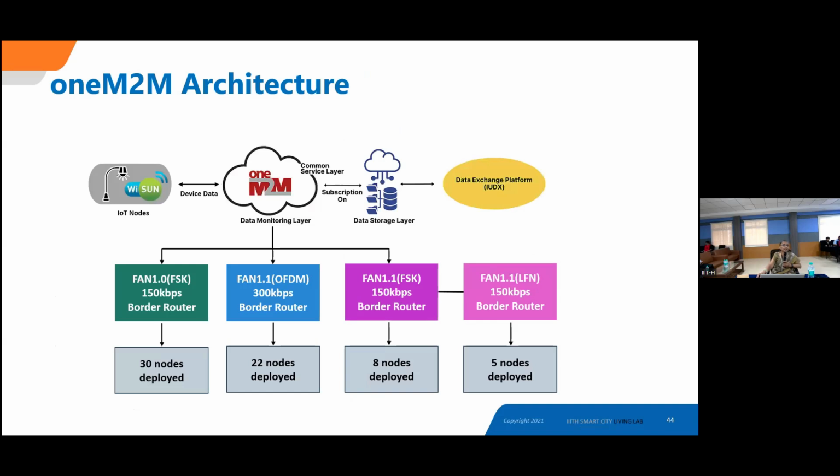This is the 1M2M architecture, just to give a brief of how it is interfaced. We have the Bison node here, and it is connected to the 1M2M, and then it goes to the data storage layer and data exchange. So any type of node can be connected to the 1M2M layer. We have different versions of FAN, 1.0, 1.1, different layers.